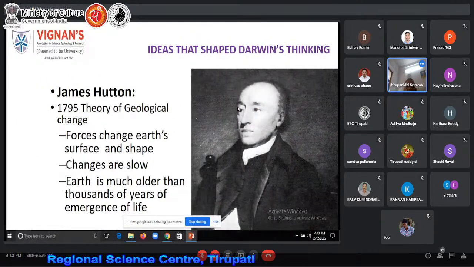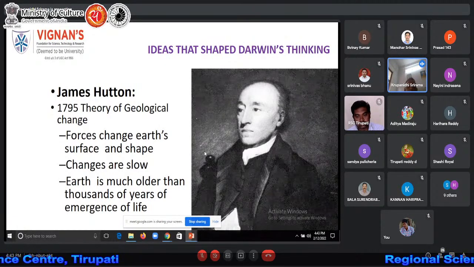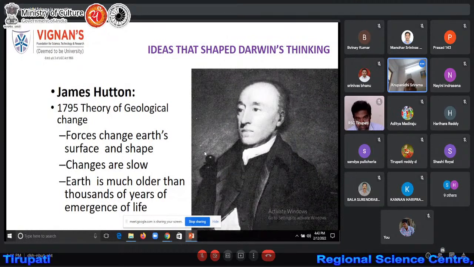Now, Charles Darwin got his ideas, but not just like that. Ideas will not just come; they are shaped. So you all have to go around, either Horsley Hills or Araku Valley or Nelapattu or regional science centers, and get to know the ideas. Whatever we study in school may not be sufficient to ignite our minds.